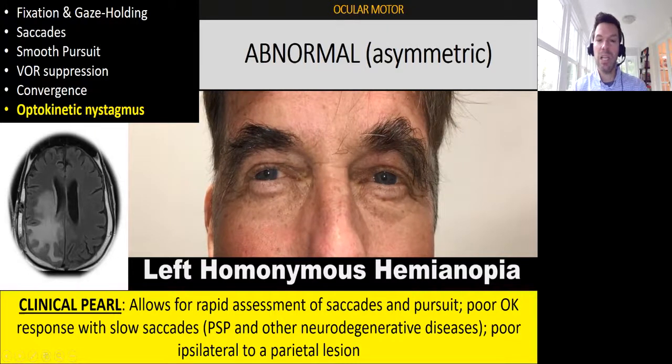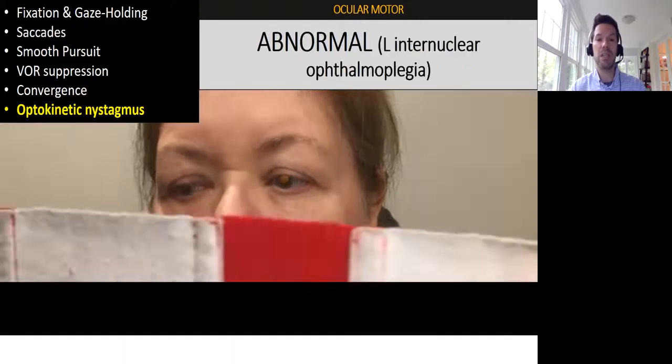So again, I like optokinetic nystagmus, this bedside test. It rapidly allows you to assess saccades and pursuit. You're going to have a poor optokinetic response with slow saccades due to many neurodegenerative problems, including PSP. Losing the downward fast phase to an optokinetic stimulus can be one of the first ocular motor signs of PSP. And it's going to be poor ipsilateral to a parietal lesion, as in this case.